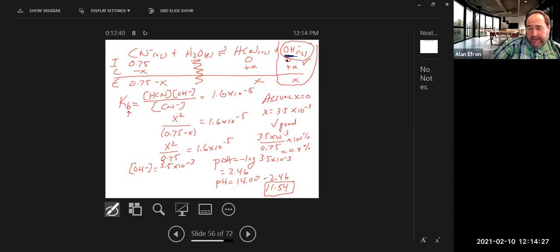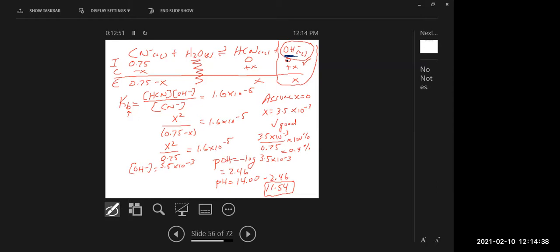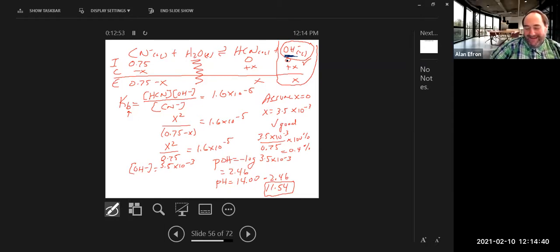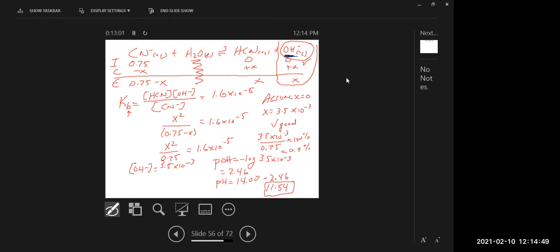So you would want to take 0.75 and times it by 1.6 times 10 to the minus 5. Yes. And then take the square root of that. Okay, I see what I did wrong. Forgot the square root, maybe. Yeah, so make sure you take the square root, and you should get 3.46 times 10 to the minus 3. Okay, thank you. Well, other questions?